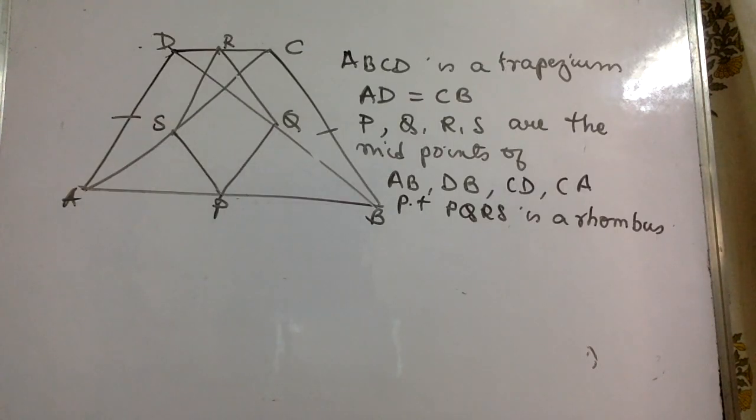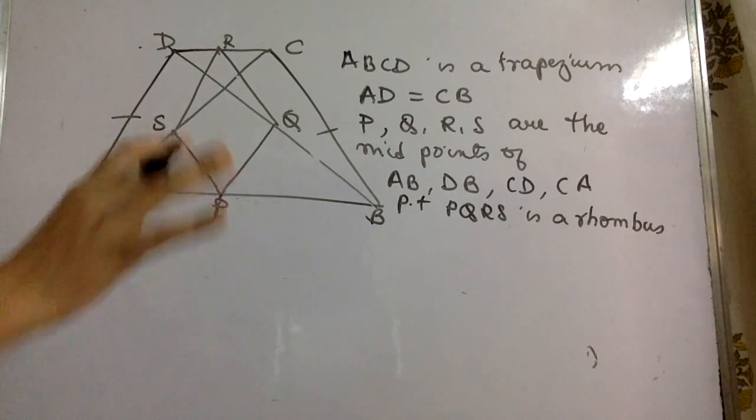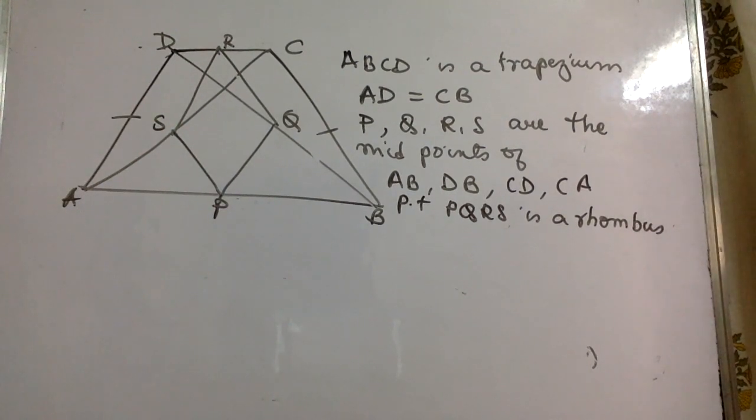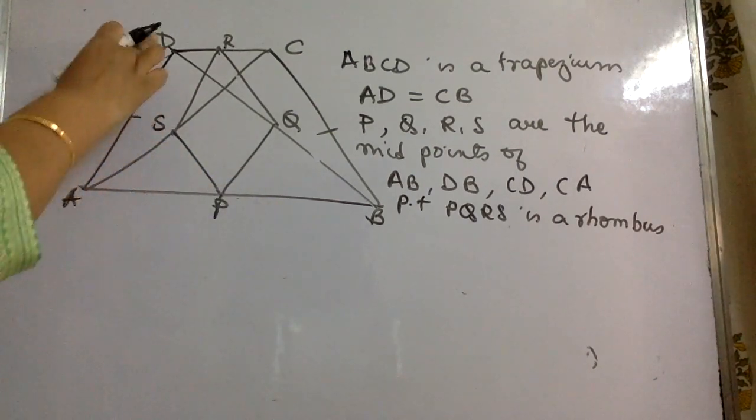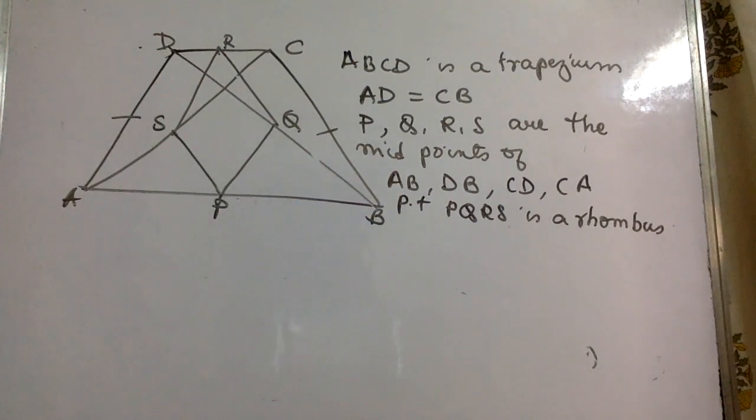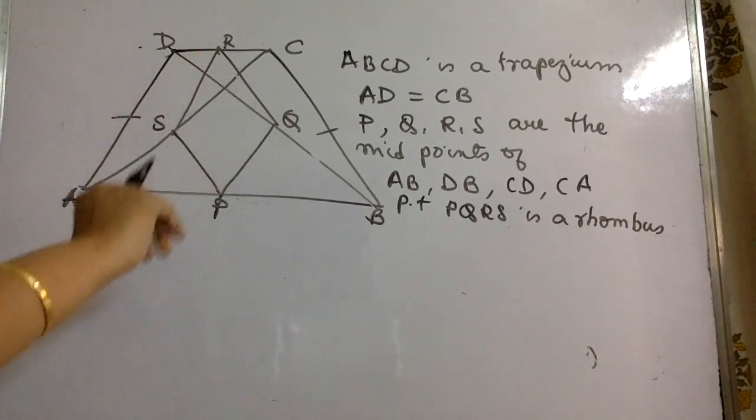Now, here is the question. We have a trapezium here which is ABCD, and one thing that has been given which does not come with the definition of a trapezium: it is an isosceles trapezium. AD is equal to BC. Okay, P, Q, R, S are the midpoints of AB, DB, CD and CA. Prove that PQRS is a rhombus, that is the figure inside is a rhombus.